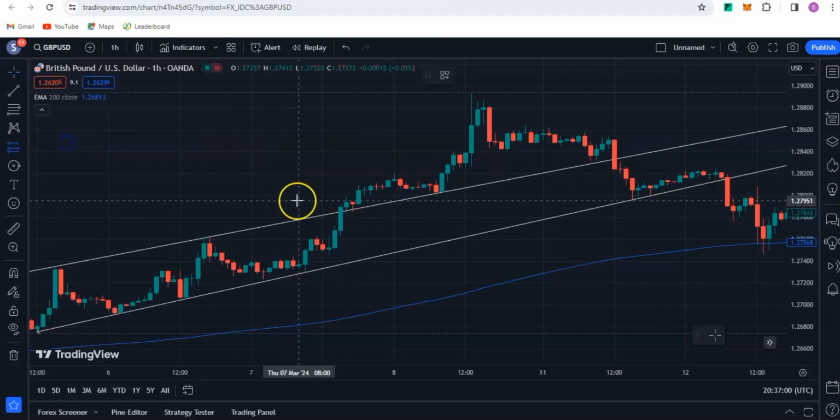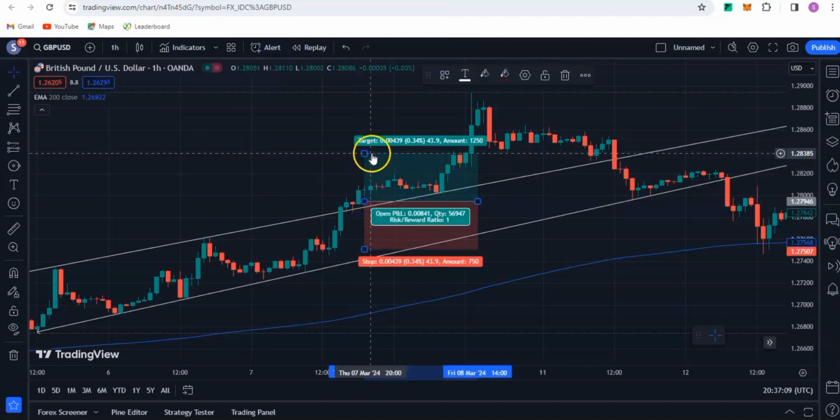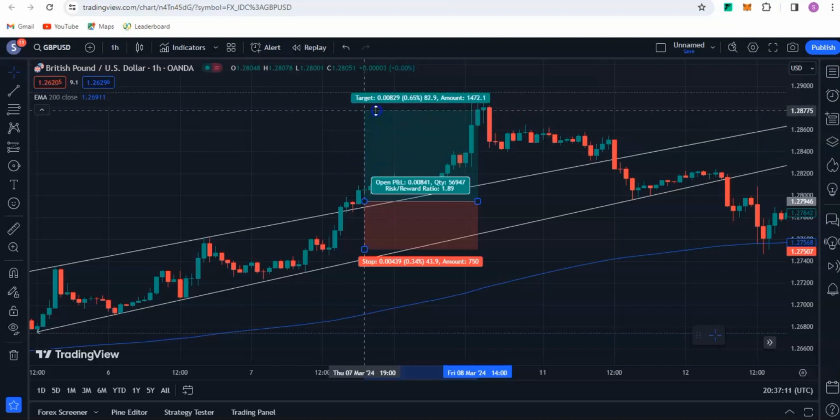I'll just go for a long position because of this buy. So I will enter my trade at the end of this particular candle here, this red candle. I'll go for long, and I can just target a 1:2 or 1:3 ratio. I might take my profit at this psychological level at 1.28800.